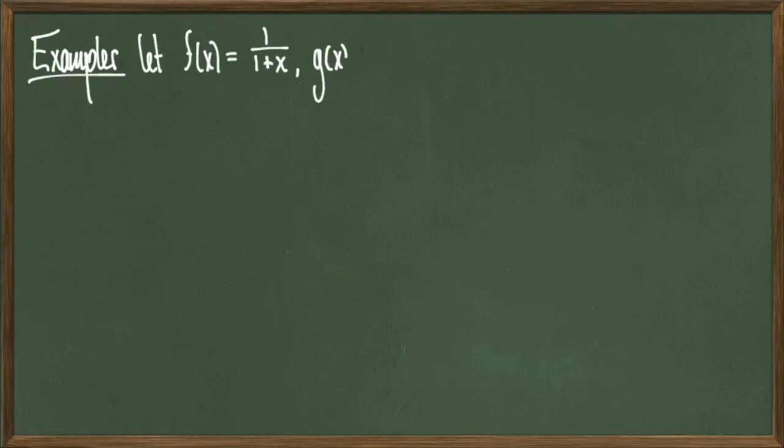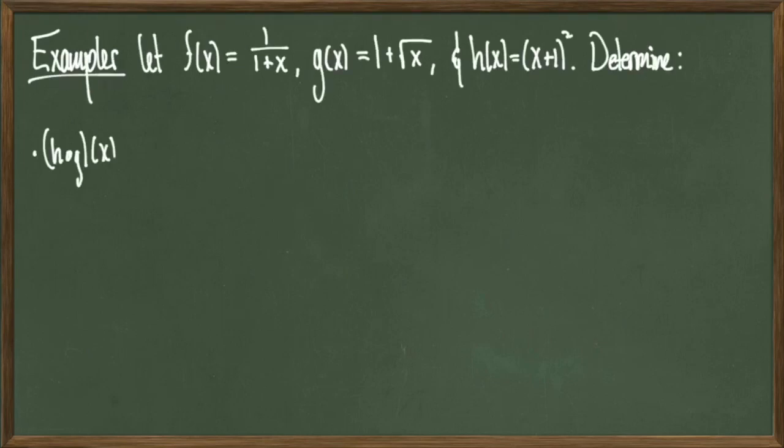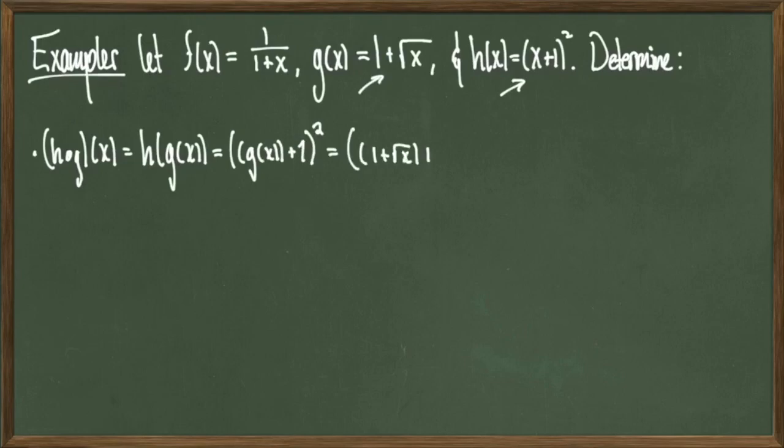Using the same functions as the previous slide, I will compute h composed with g of x, and then I will evaluate it at other points. So by definition, I get h of g of x, which looks like the quantity g of x plus 1 squared, which looks like the quantity 1 plus square root of x plus 1 squared, which comes out to 2 plus the square root of x, squared. And I won't simplify any further because this is enough.